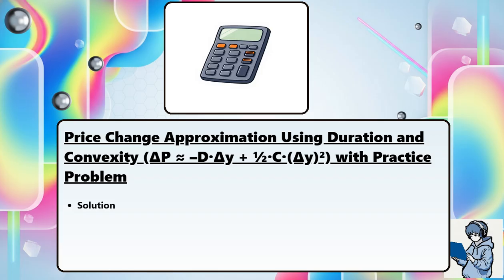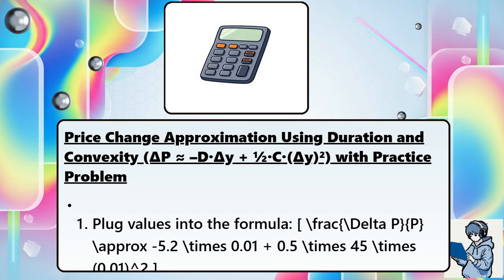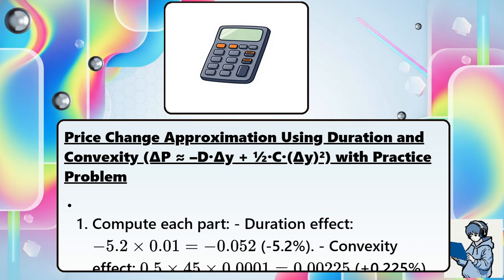A solution. Step 1. Plug values into the formula. Delta P over P approximately minus 5.2 times 0.01 plus 0.5 times 45 times 0.01 squared. Step 2. Compute each part. Duration effect. Negative 5.2 times 0.01 equals negative 0.052, which is minus 5.2%. Convexity effect. 0.5 times 45 times 0.0001 equals 0.00225, which is plus 0.225%.